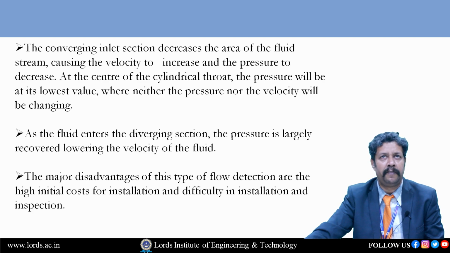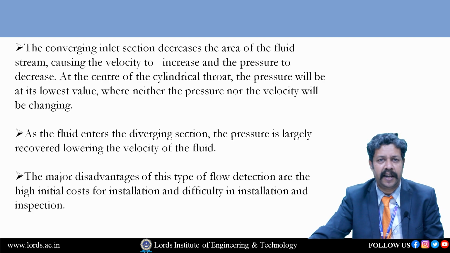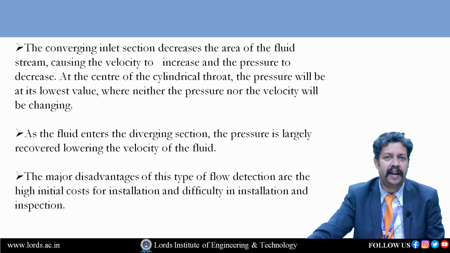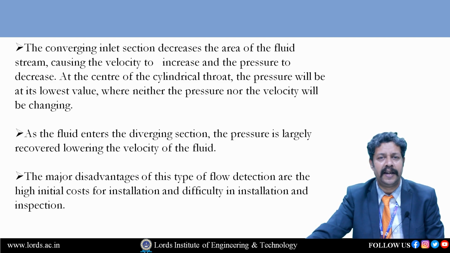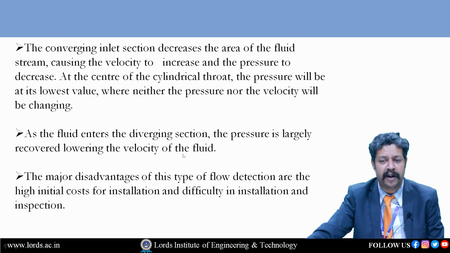Coming to the divergent portion, as cross-sectional area is suddenly increasing, then what happens? Velocity is decreasing and pressure head is increasing. So in this way, we are balancing velocity head and pressure head at different sections. As the fluid enters into the divergent section, the pressure is largely recovered, lowering the velocity of the fluid. At the divergent portion, what is happening? Velocity is decreasing and pressure head is increasing.